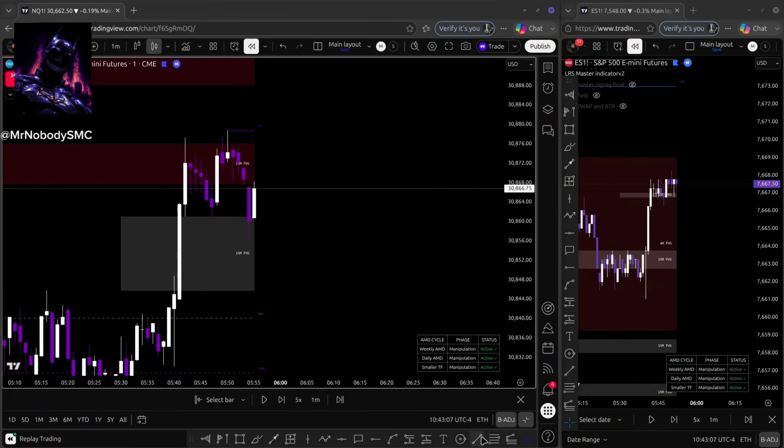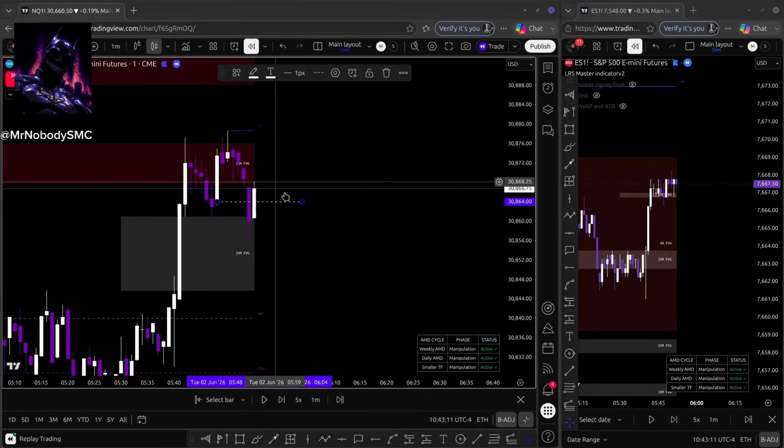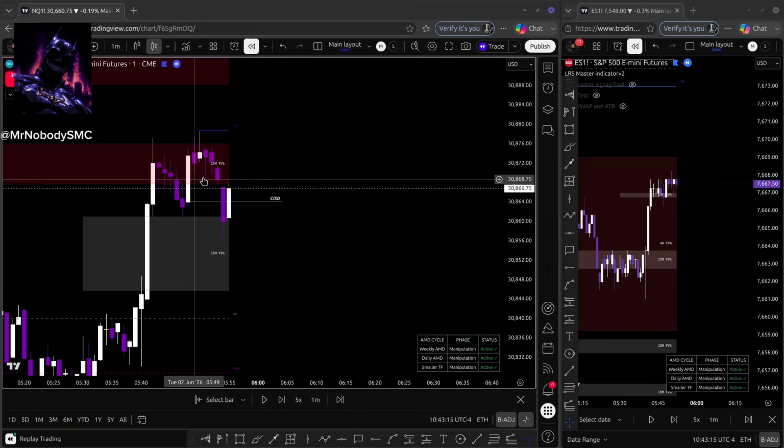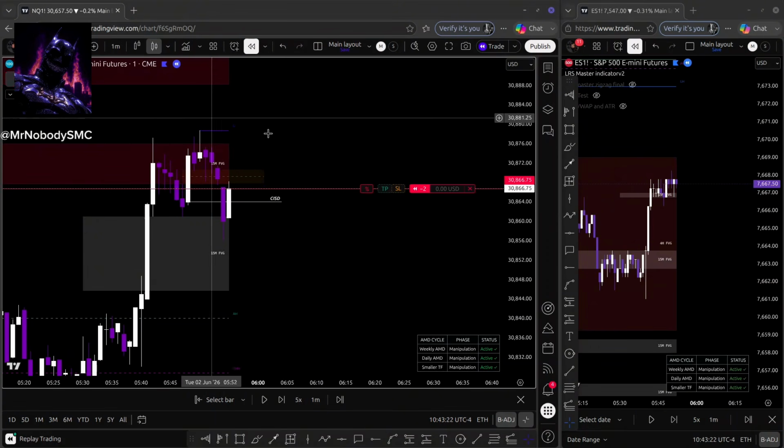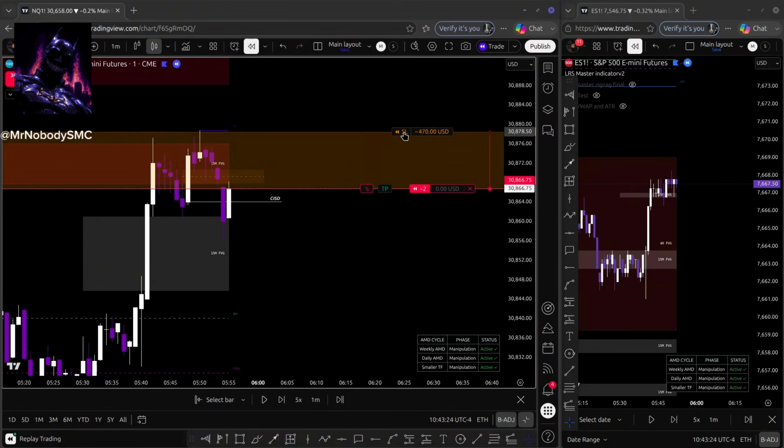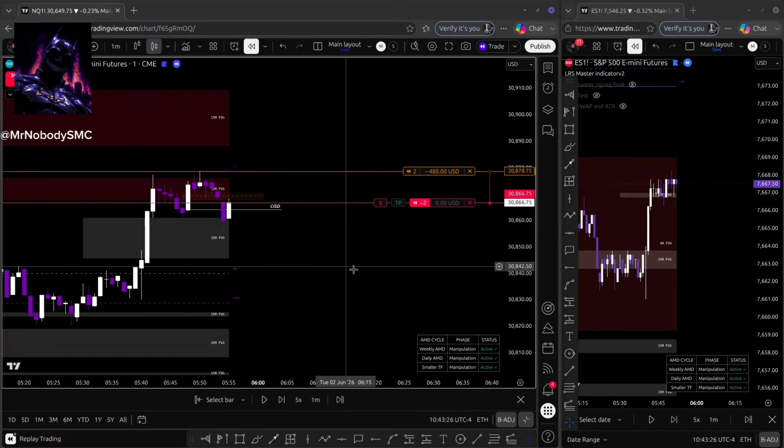We had a change in state right here. We also invalidated this bullish fair value gap. And right now we are tapping back into it. Right there, I believe, is when I took my short. 2 contracts, as always, risking very little.